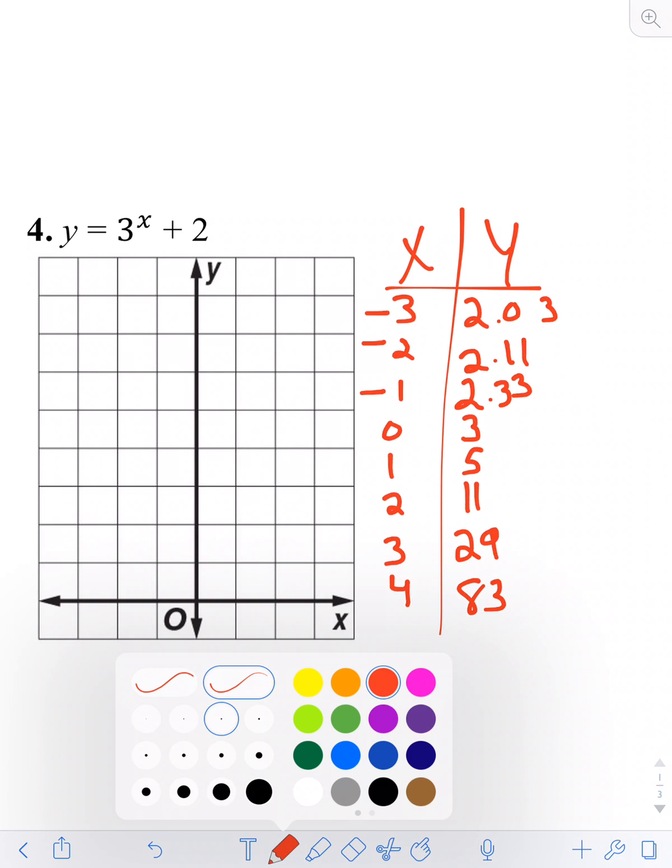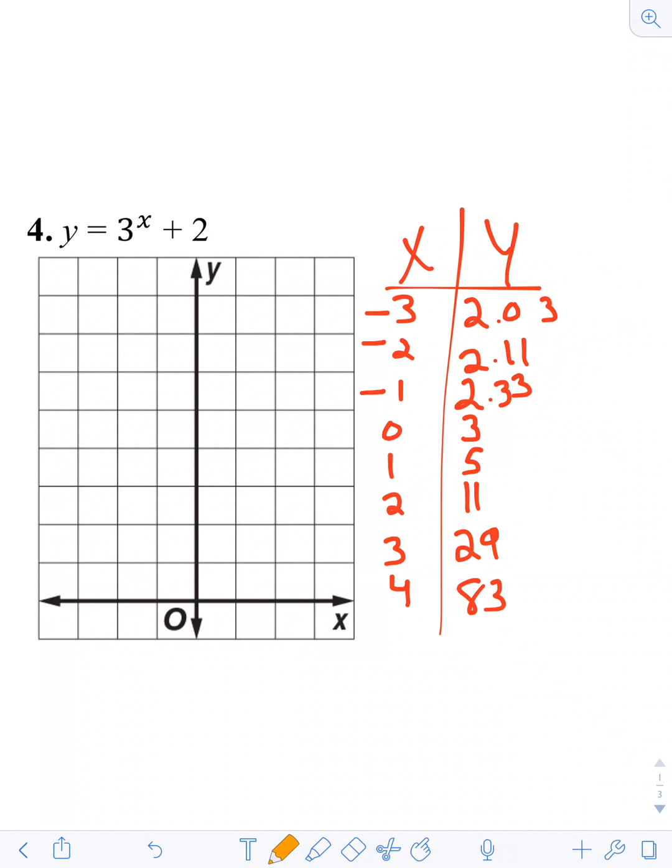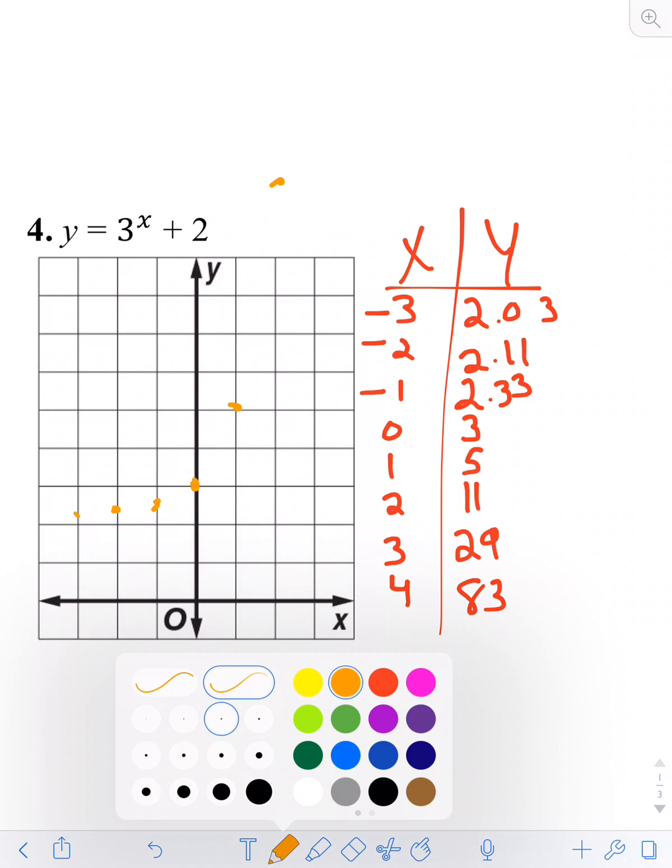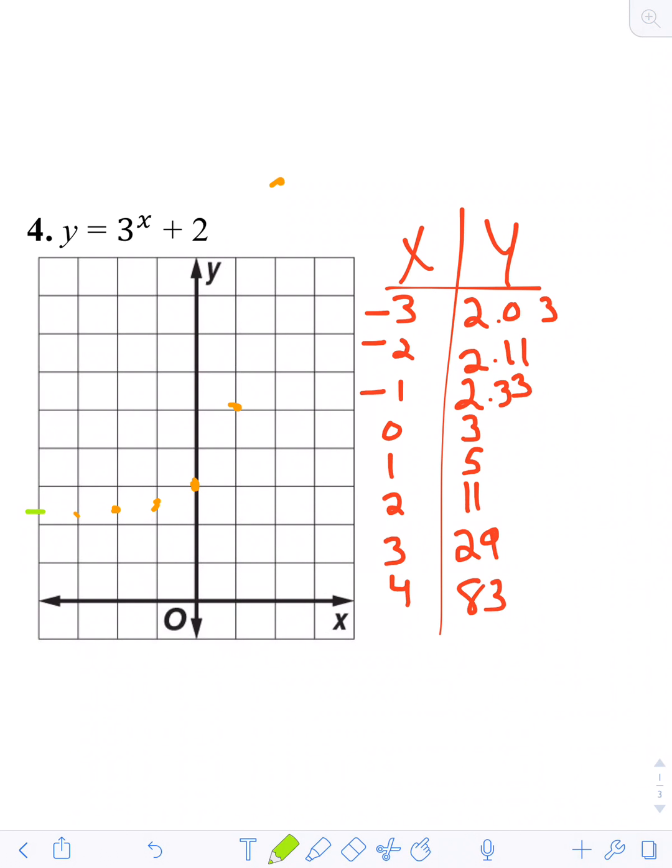So I'm going to go ahead and plot these points real quick. Let me get my orange. Negative 3 is a little bit above 2. Negative 2, a little bit above 2 again. A little bit above 2 for negative 1. 0 is at 3, so 1, 2, 3. 1 is at 5, so 1, 2, 3, 4, 5. 2 is at 11, so 1, 2, 3, 4, 5, 6, 7, 8, 9. That's way off, up here. So 9, 10, 11 will be somewhere up here. Connect the dots. So it gets really close to 2 but never crosses. Goes all the way up.